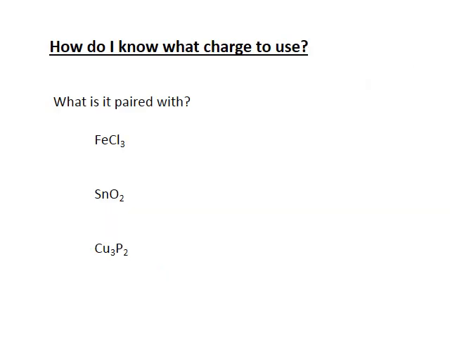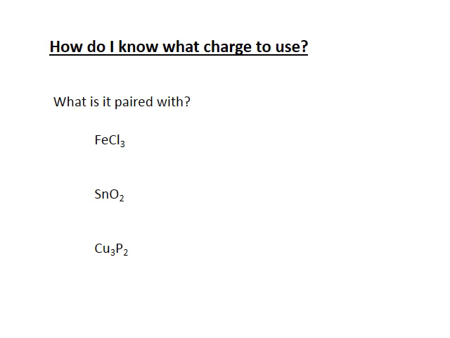So, how do I know what charge to use? Well, it comes down to what it is paired with. So I've got three compounds with metal ions that could form variable charges, and we need to figure out what that charge is. Generally, it's just reverse engineering it by looking at the ion that it is combined with.